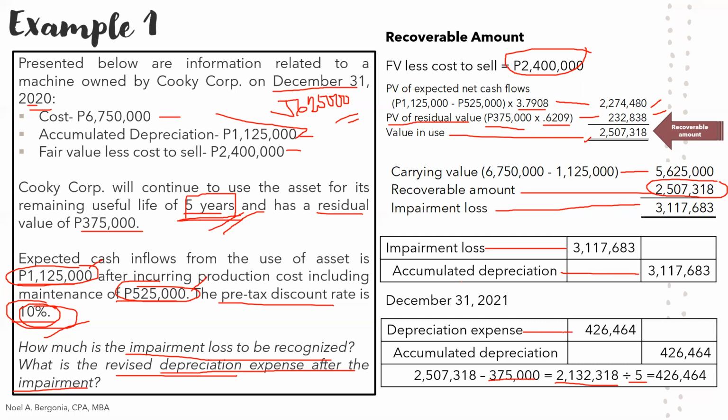426,464. So that's a debit to depreciation expense, 426,464, and we credit accumulated depreciation, 426,464. Okay, so I hope that that is clear, ha? Again, if you do have questions, please let me know lang po on our respective chat boxes. So this is example number 1. Okay? So you can pause for a while and then proceed to the next example.